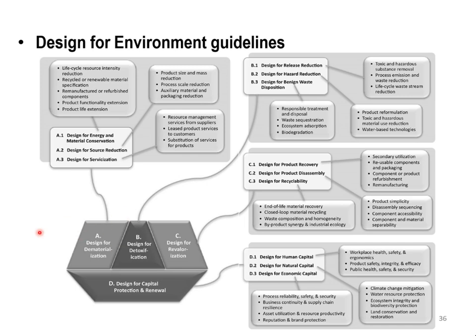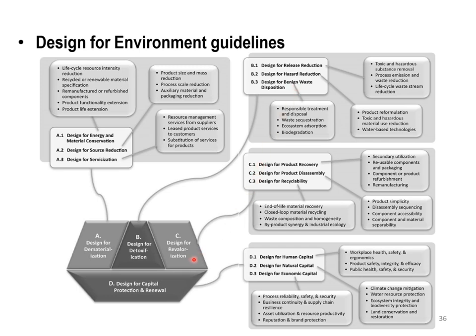So you can see that the A part is going to be about design for the energy and the material conservation. It's all about the material. Design for the source reduction and design for the certifications. So each part is going to be linked with multiple tasks. The second part is going to be design for the detoxification, which is about design for the release reduction, design for the hazard reduction, and design for the waste distributions.